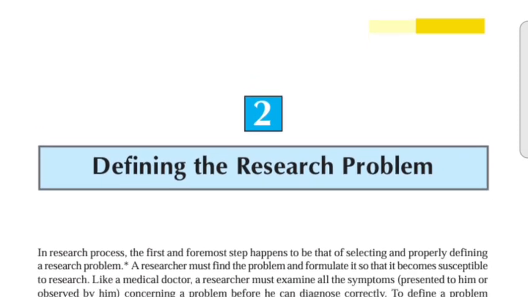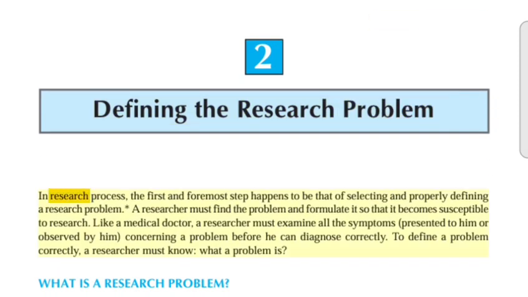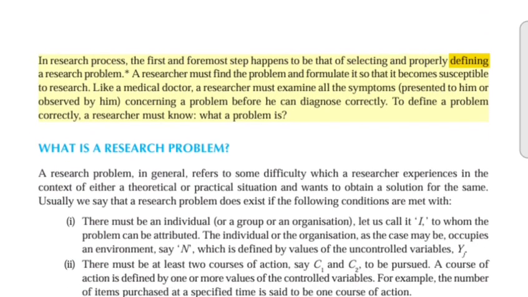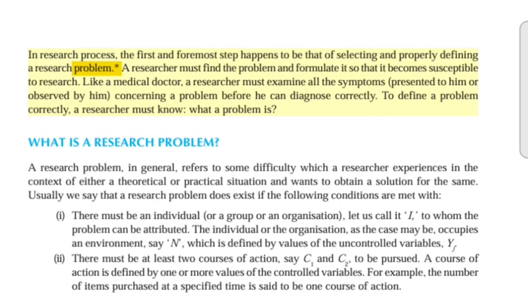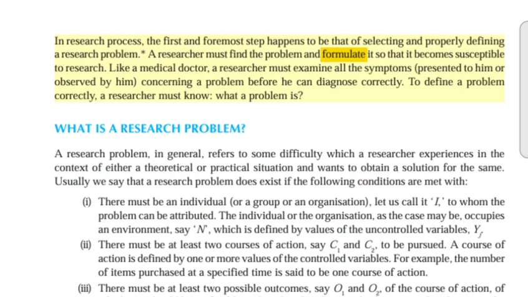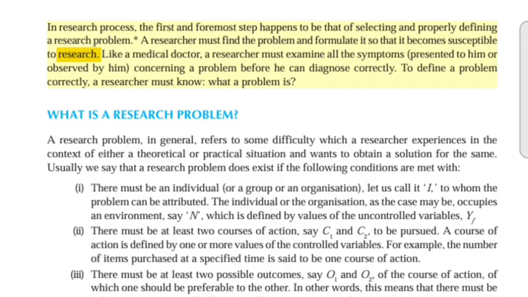Research methodology. 2. Defining the research problem. In the research process, the first and foremost step happens to be that of selecting and properly defining a research problem. A researcher must find the problem and formulate it so that it becomes susceptible to research. Like a medical doctor, a researcher must examine all the symptoms presented to him or observed by him concerning a problem before he can diagnose correctly.